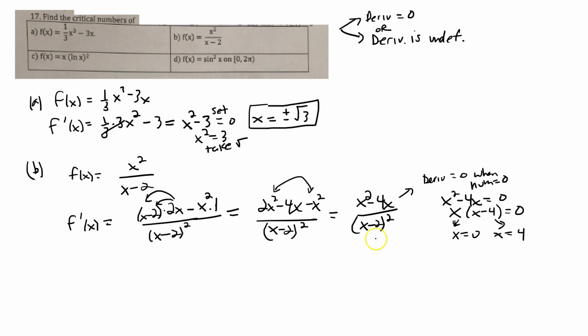And technically, where the denominator is equal to 0, that's going to be a critical point too. And this is going to be where your derivative is undefined. And so that's x equals 2. But x equals 2 is not even in the domain of the function. So there we go. So I would say the critical numbers are these guys. And this is not in the domain. How can it be a critical number if it's not in the domain?